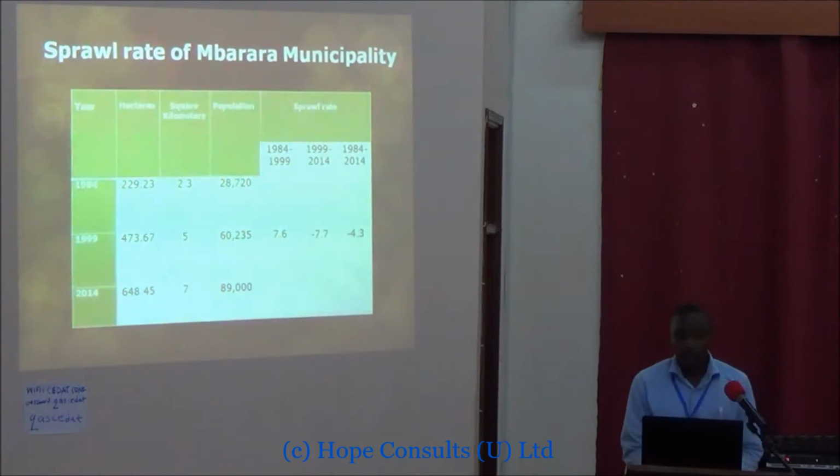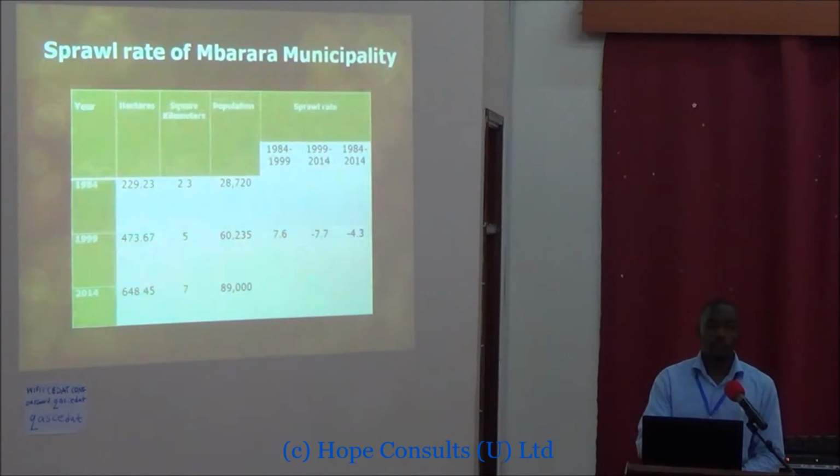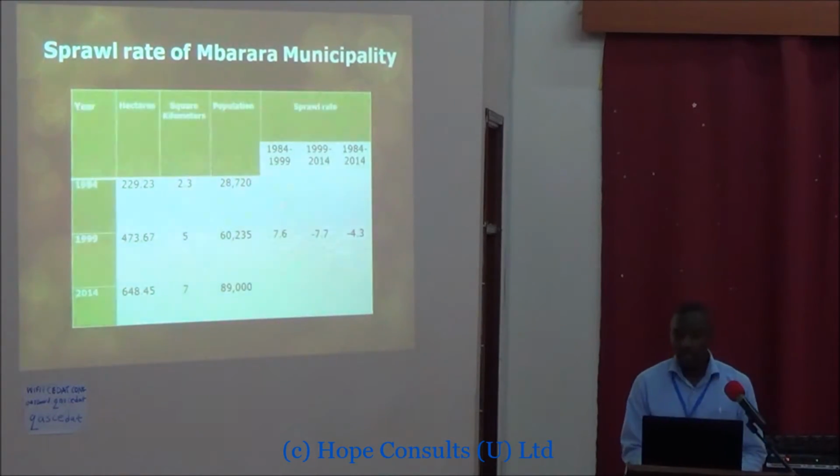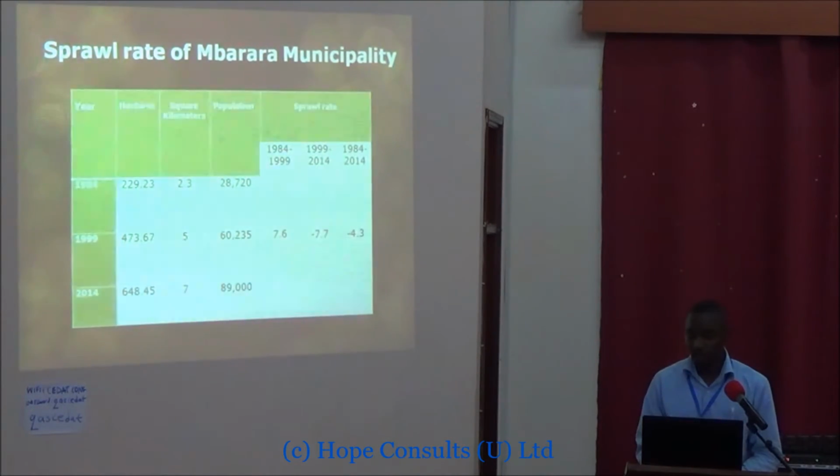So the sprawl rate of Mbarara municipality: these are computations of the sprawl index, first of all, and then the size of the built-up area in square kilometers, because the equation needed me to convert to square kilometers, and then the population. So it was 7.6 between 1984 and 1999, and then scored negative 7.7 between 1999 and 2014. And then overall, it scored negative 4.3.